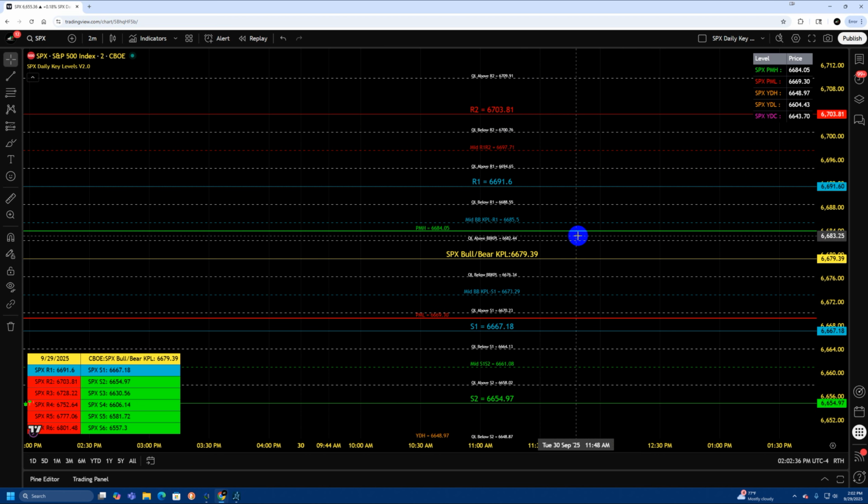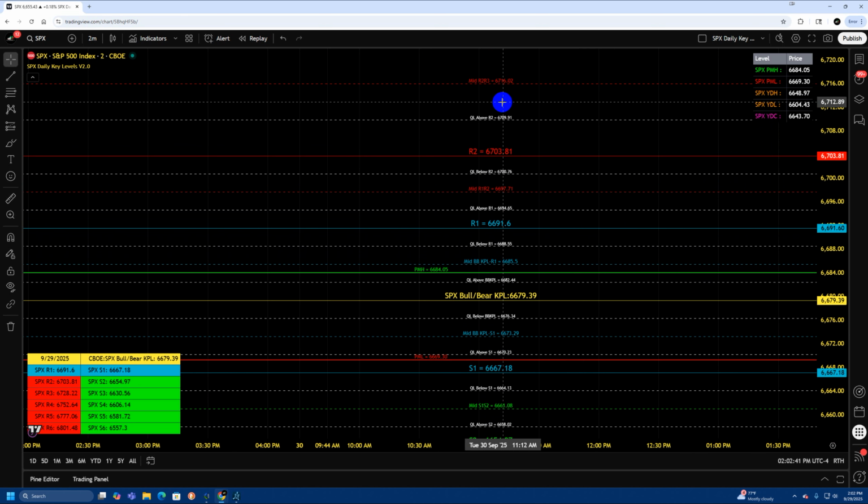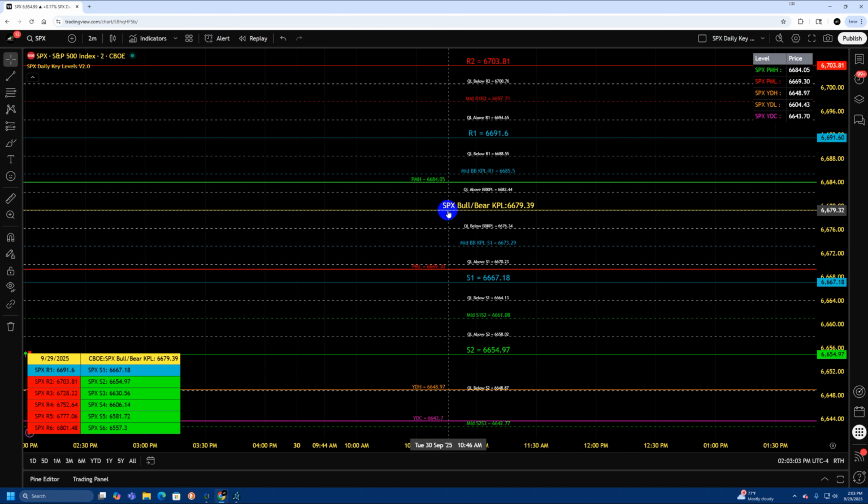If you're taking the bearish trade and want to use a standard stop loss level, then your standard stop loss level is the first midpoint above the level that you're taking the bearish trade from. Bearish trade from R1, standard stop loss is mid R1, R2. Bearish trade off of R2, looking to go down, your standard stop loss is mid R2, R3. Bearish trade from the BBKPL, your standard stop loss is the mid BBKPL R1, because that's the first midpoint above it.